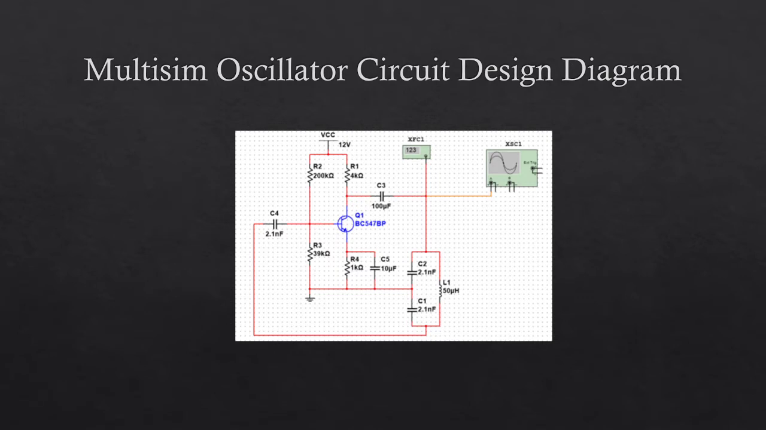So Colpitts oscillator was used in the design. Colpitts oscillator can generate sinusoidal signals of very high frequency. The Colpitts oscillator uses a capacitive voltage divider network as its feedback source. The two capacitors, namely C1 and C2, are placed across a single common inductor.